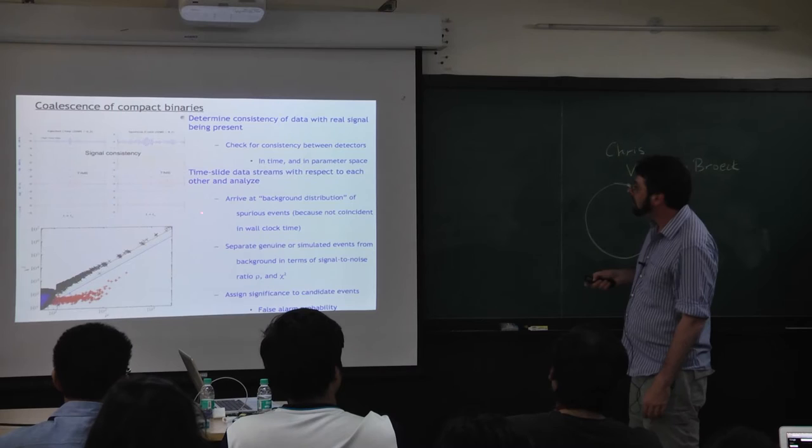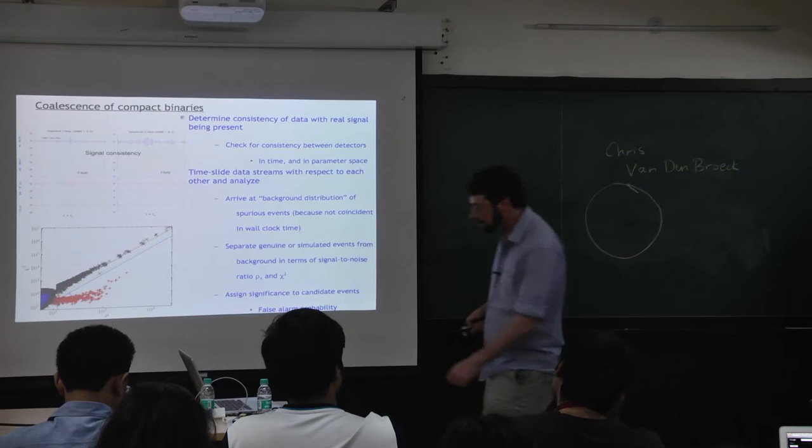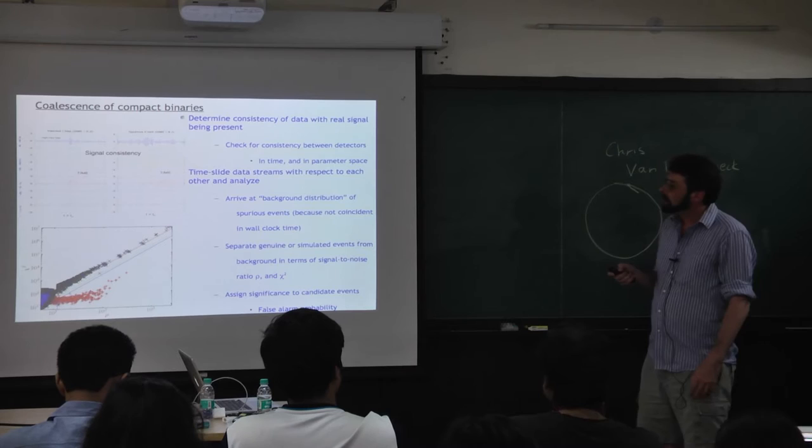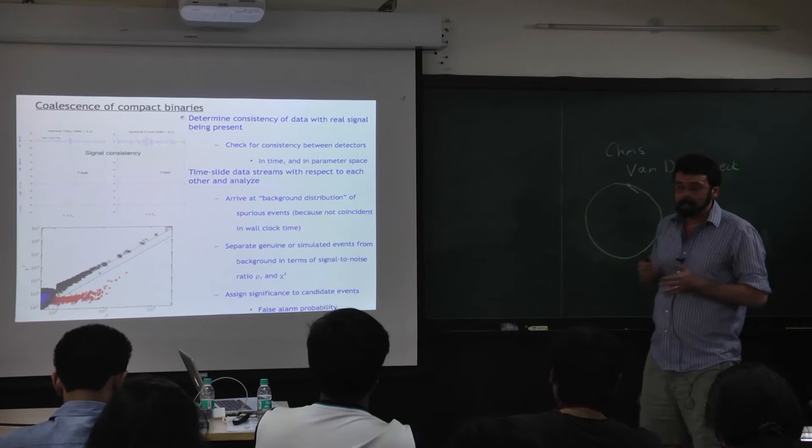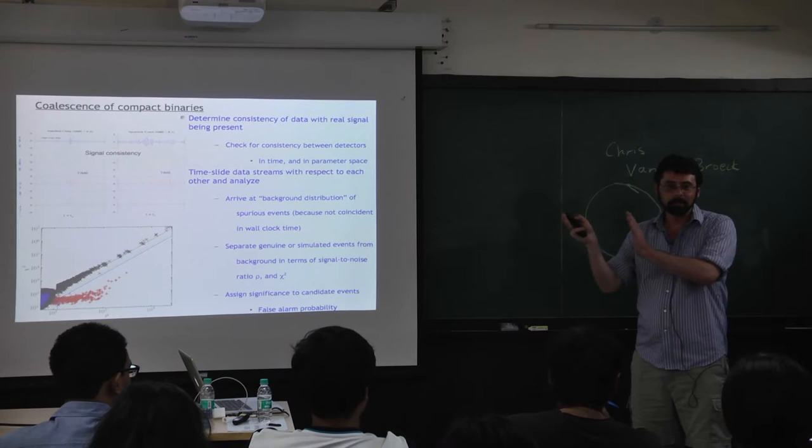Something that fell off this slide, I guess. Another thing that we want to do is a slightly more clever kind of signal consistency test. Namely, is the buildup of signal-to-noise ratio over different frequency bins consistent with there being, for instance, an in-spiral.